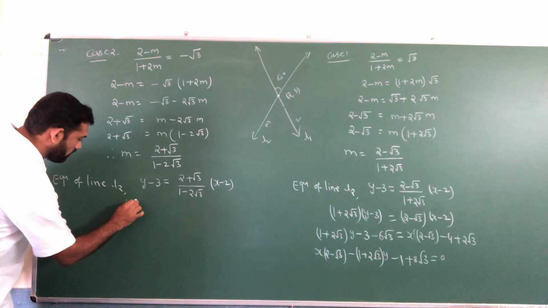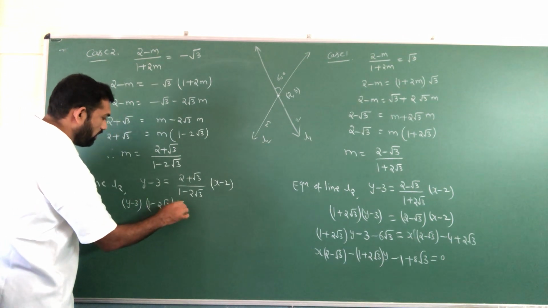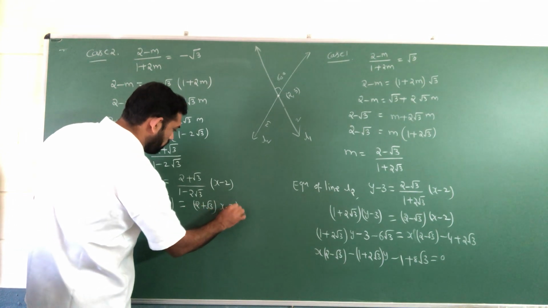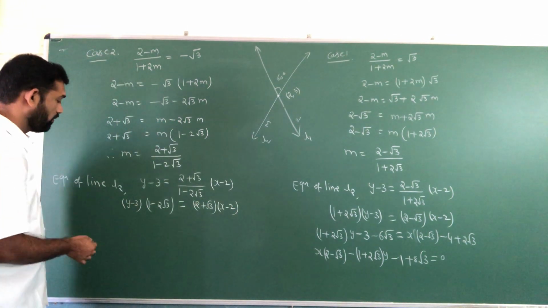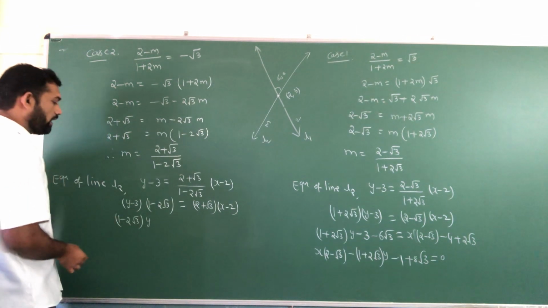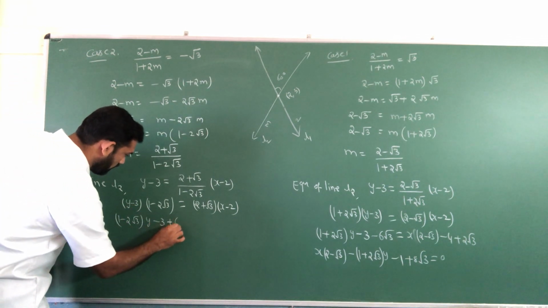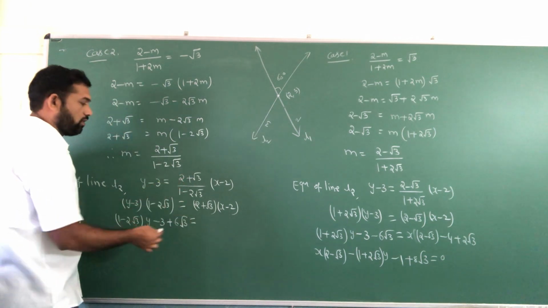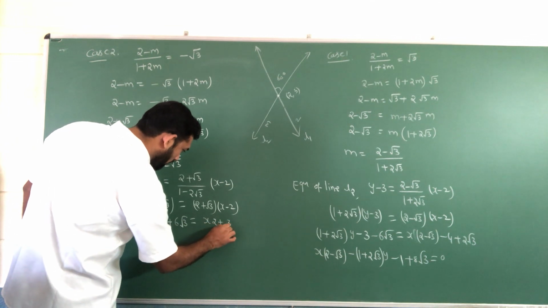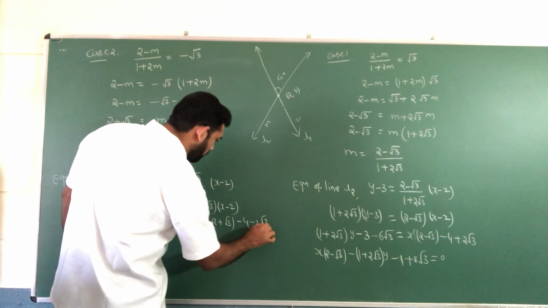So what happens? (y minus 3) into (1 minus 2 root 3) is equal to (2 plus root 3) into (x minus 2). Again multiply with y minus 3. So (1 minus 2 root 3) into y, again minus 3 is multiplied: minus 3 plus 6 root 3, is equal to, here x is multiplied, so x into (2 plus root 3), next minus 2, minus 4 minus 2 root 3.